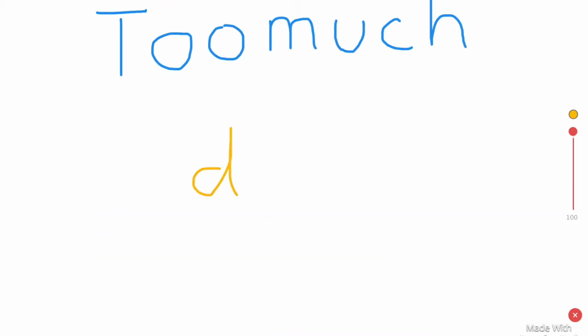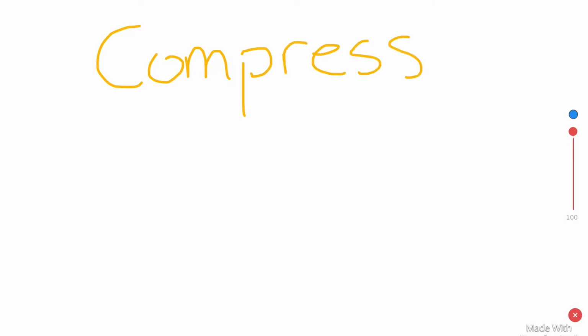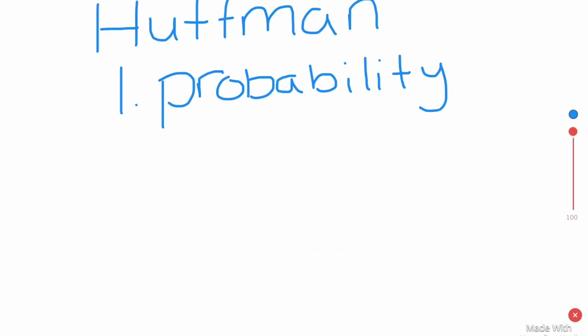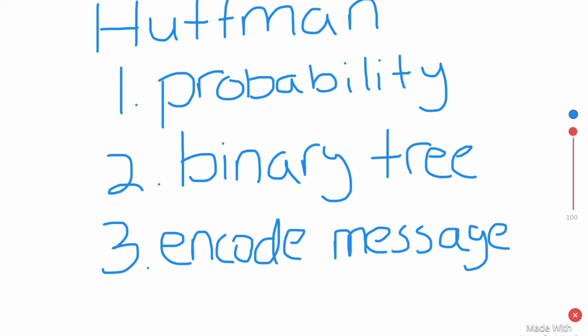What happens when you have too much data and too little memory? We compress it, in this case using Huffman encoding. Huffman has 3 parts to it. 1. Find the probability of each letter and character. 2. Creating the binary tree that gives us a path to follow for each character. And 3. Using the binary tree to encode the message.